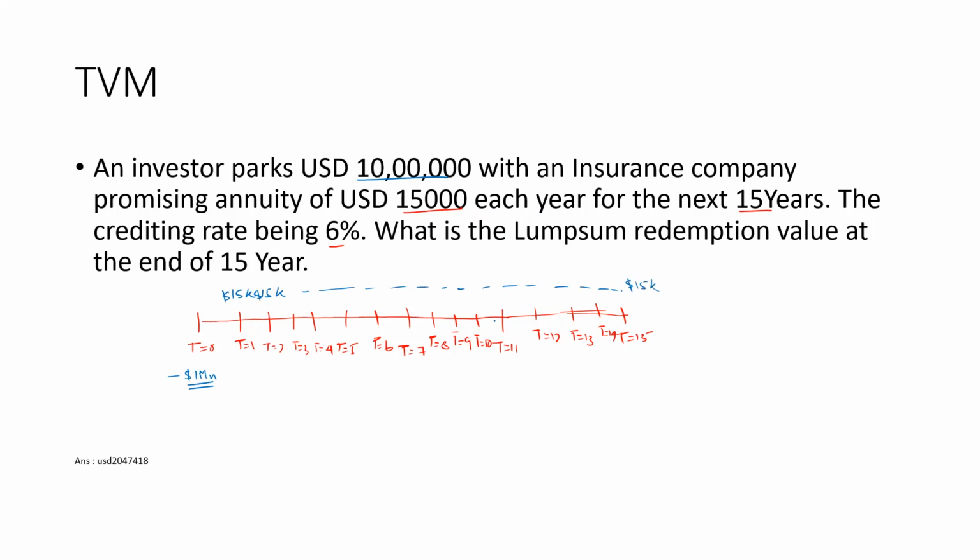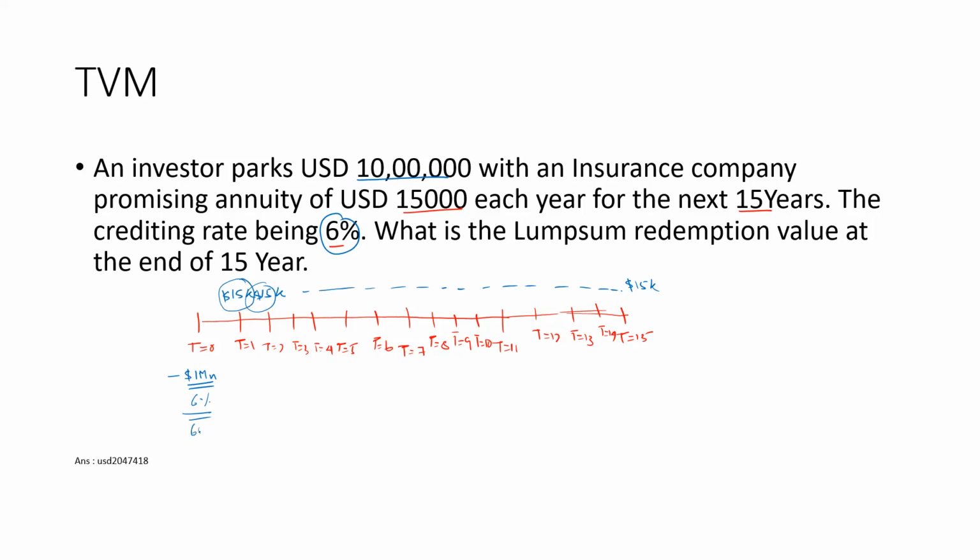Okay. Now, the crediting rate being 6% means that the insurance company is going to pay him at the rate of 6%, of which 15,000 is being paid each year. So let's say 6% of 1 million. How much is that going to be? Can anybody tell me what is 6% of 1 million?